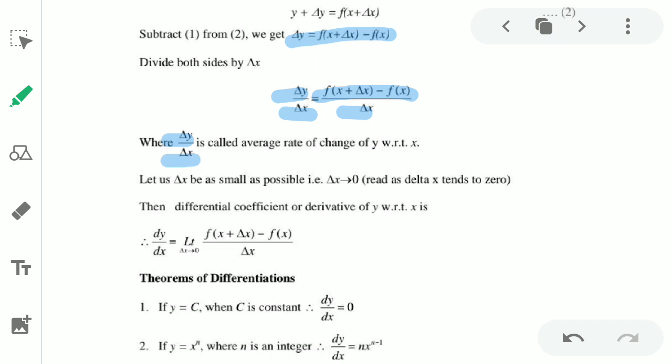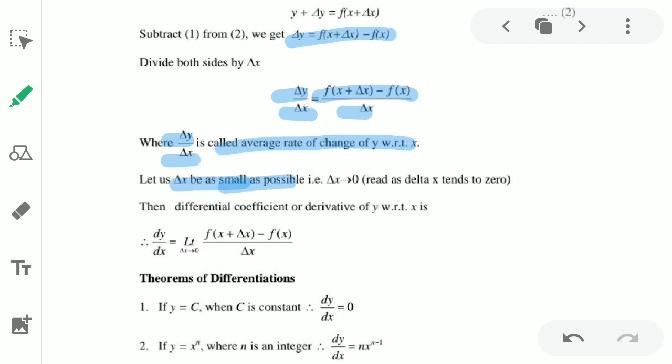Here delta y by delta x is called the average rate of change of y with respect to x. That means the value of y changes with respect to x. That represents how the value of y changes. So in that case, let delta x be as small as possible.